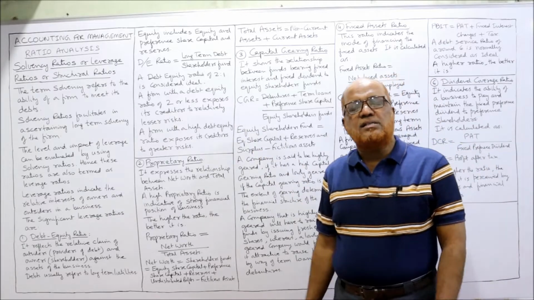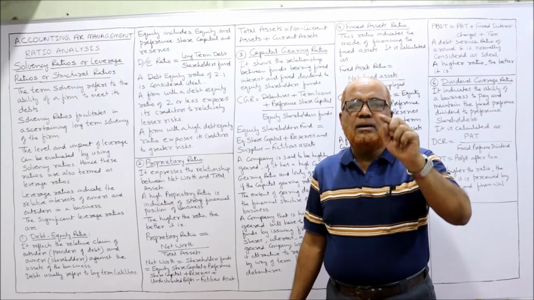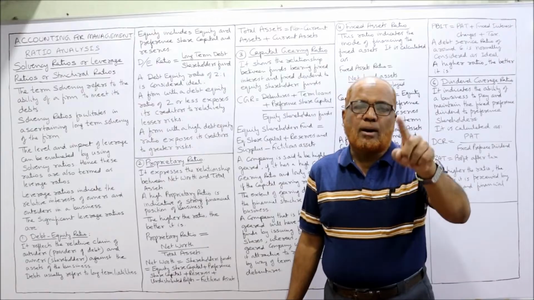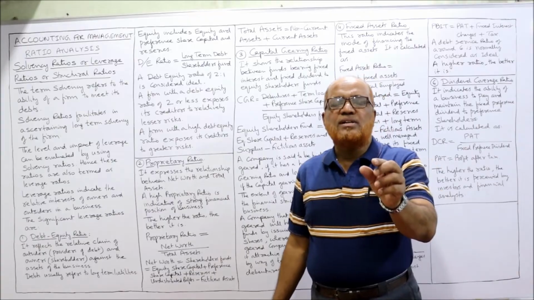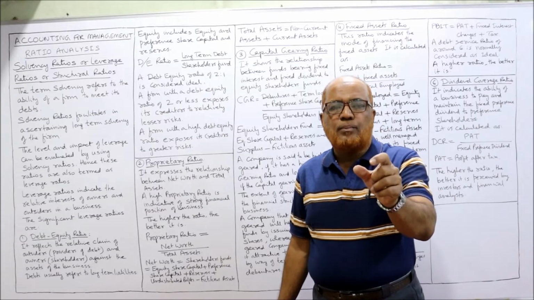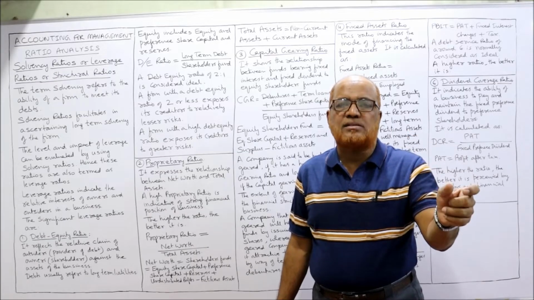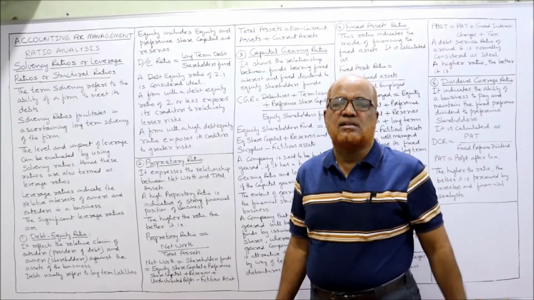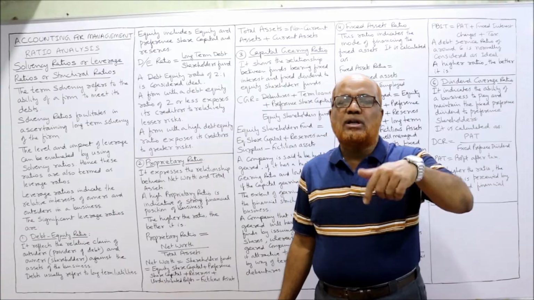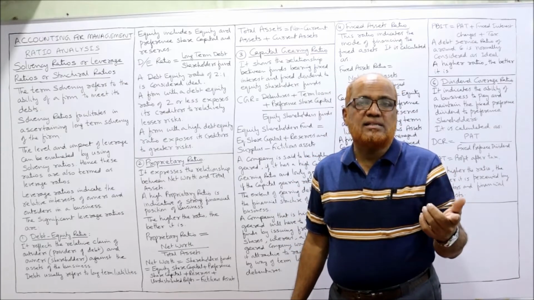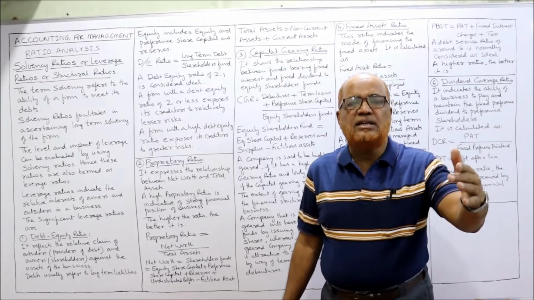Long-term debt consists of debentures and long-term loans. Debentures and long-term loans combined is called long-term debt. And shareholders' funds consist of equity share capital plus preferential capital plus reserves and surplus minus fictitious assets. Fictitious means imaginary assets. Some items show a debit balance, but they are not real assets. They will be called fictitious assets. So if there are any fictitious assets, deduct them.